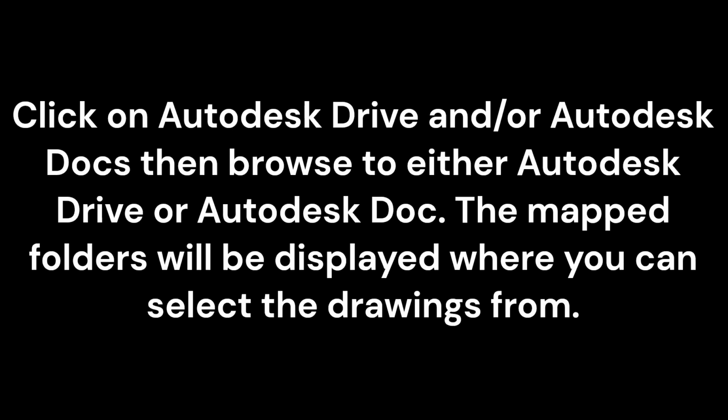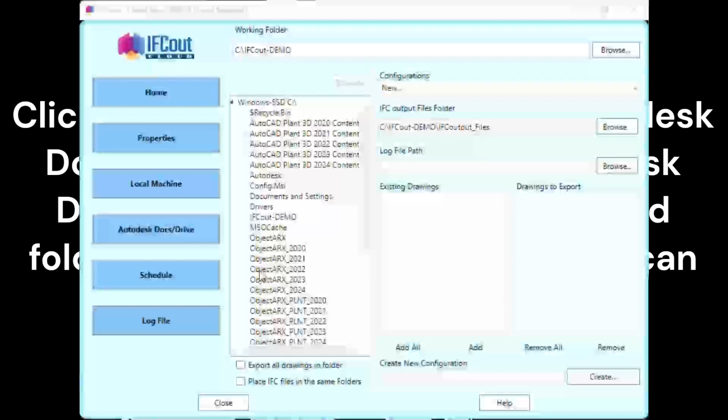Exporting from and to Autodesk Drive and/or Autodesk Docs. Click on Autodesk Drive and/or Autodesk Docs, then browse to either Autodesk Drive or Autodesk Docs. The mapped folders will be displayed where you can select the drawings from. The same steps you applied for your local machine can also be applied for Autodesk Drive and/or Autodesk Docs.